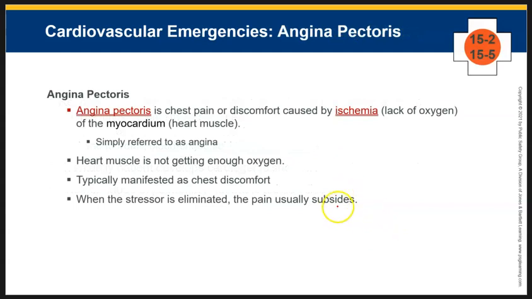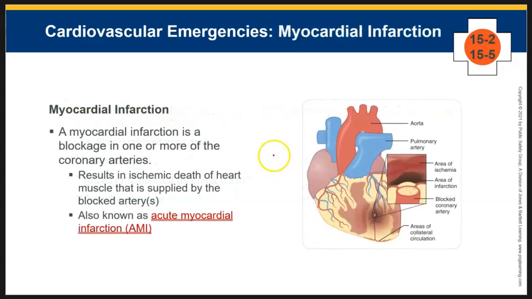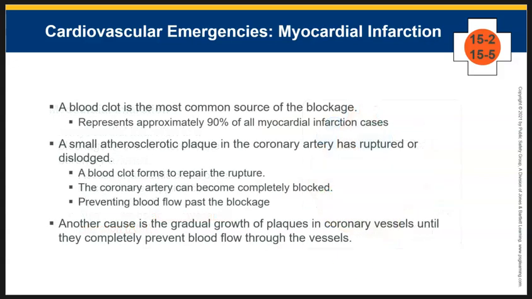Angina pectoris is chest pain or discomfort caused by ischemia, which is essentially a blockage, therefore leading to lack of oxygen getting specifically to the heart muscle. This will manifest itself as chest discomfort. And a myocardial infarction, blockage of one of those coronary arteries, can lead to specific death in that heart muscle.